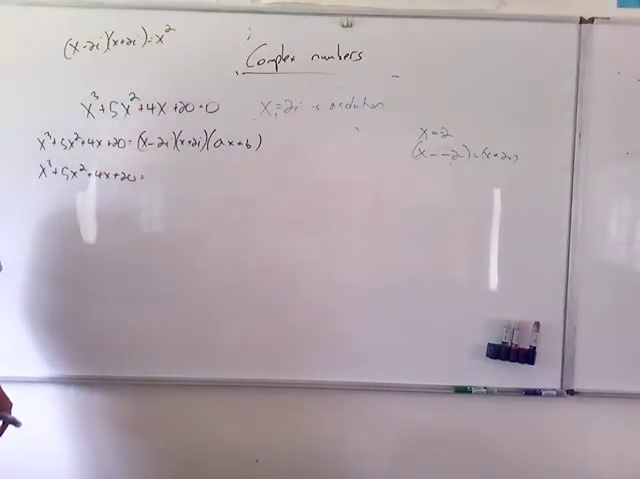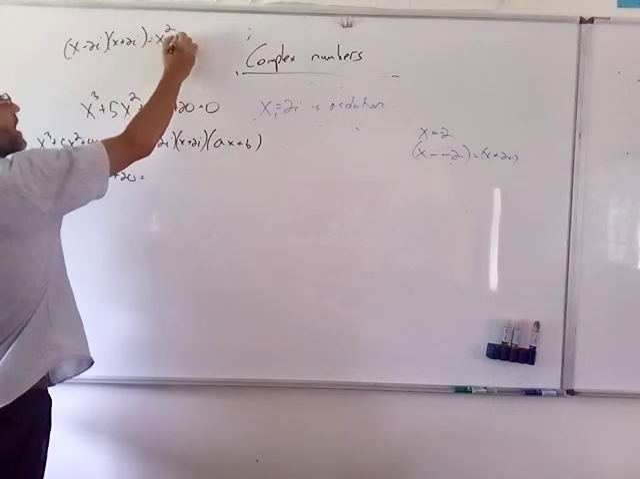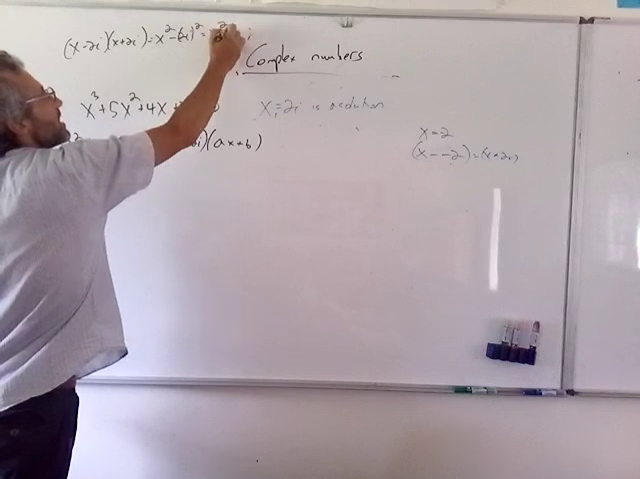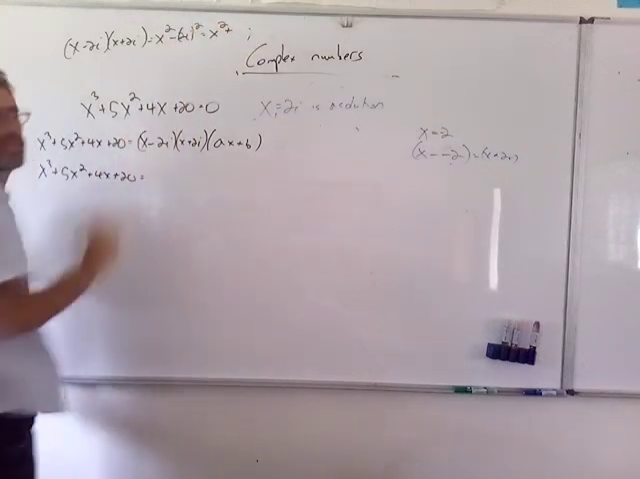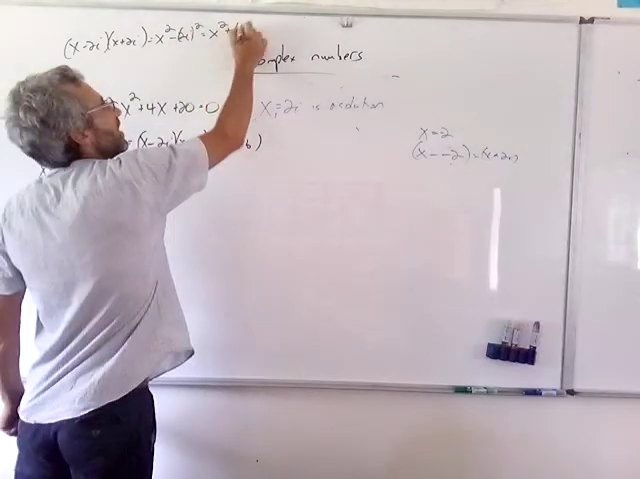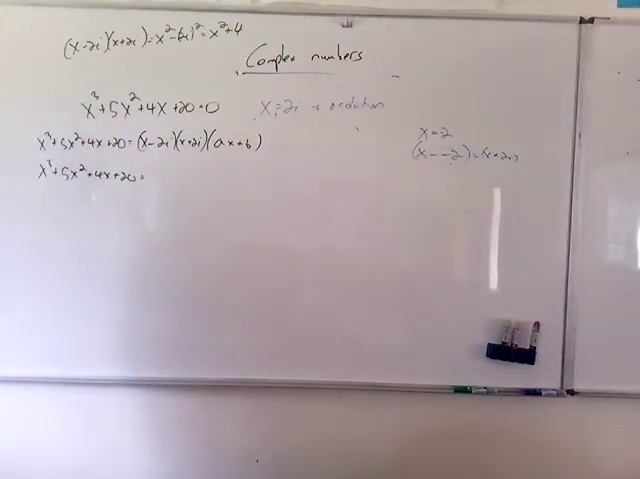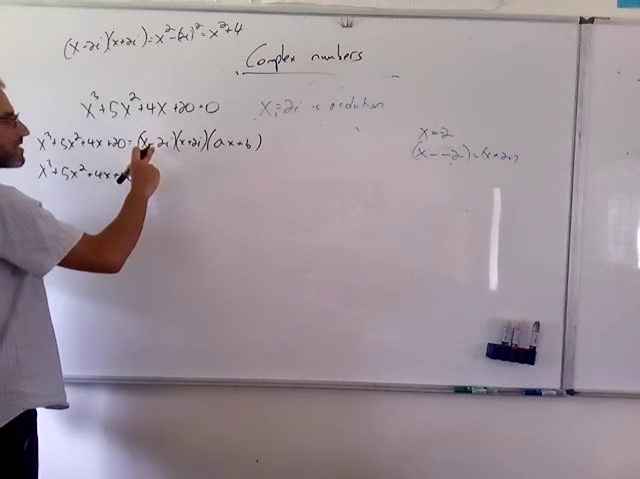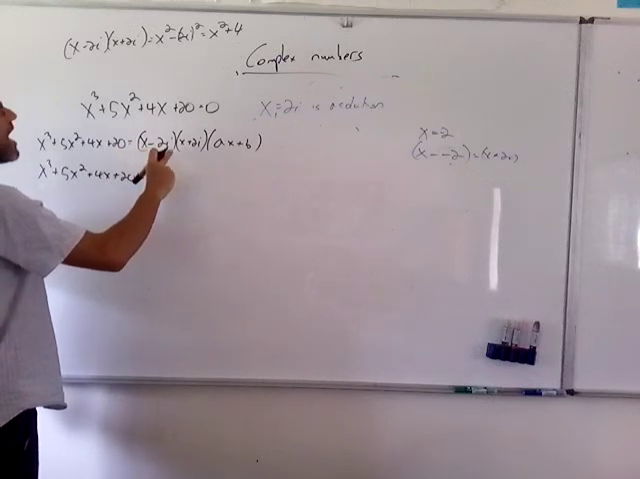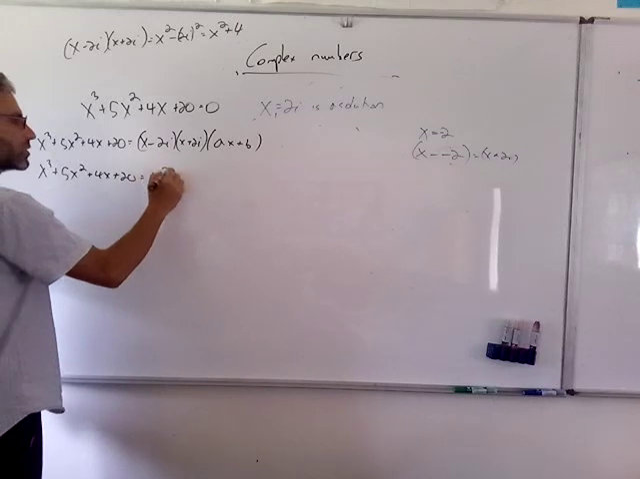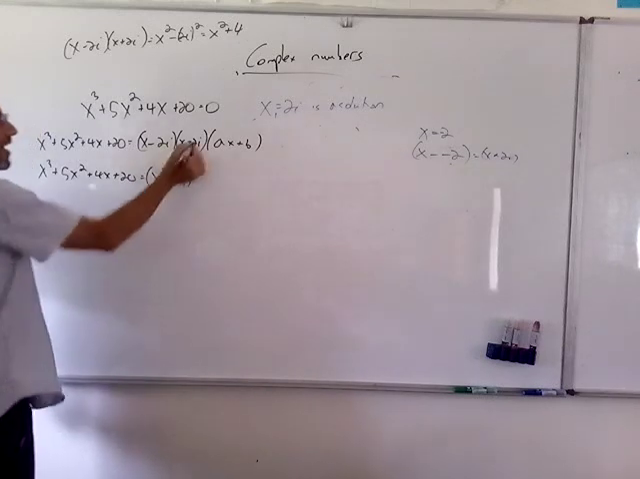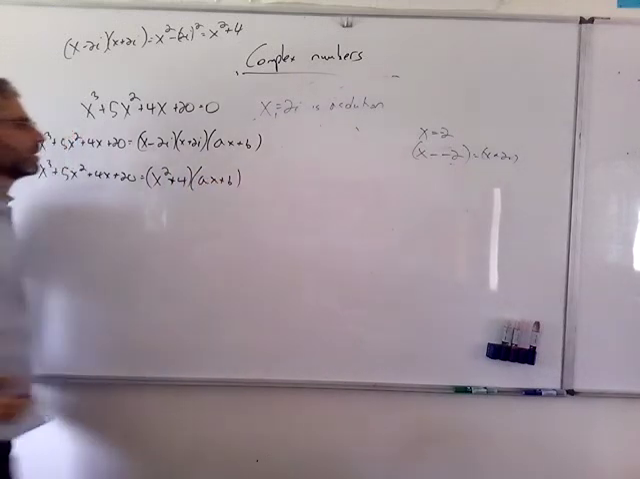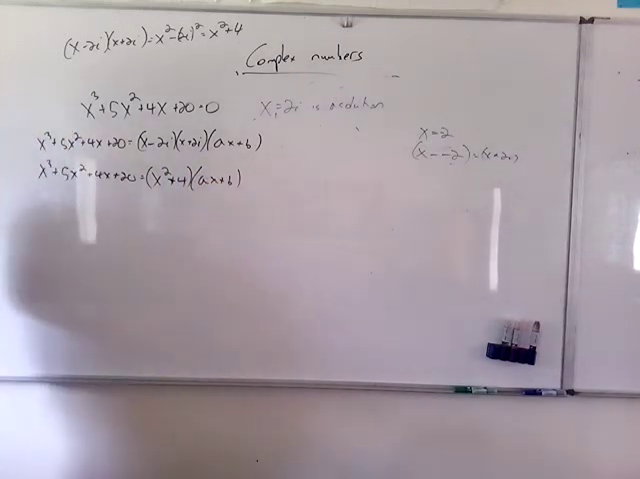So it's going to be x squared minus 2i squared. Two squared is four, and i squared is minus 1, so it's going to be x squared plus 4. Look at that, that's very easy: x squared plus 4 times ax plus b. Now I don't have any imaginary numbers.